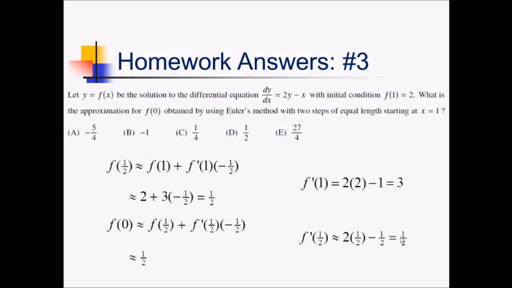Boy, they really had 1/2 on their brain on this one, huh? So we've got plus 1/2 times negative 1/2. This is 1/2 minus 1/4, which is 1/4. That gives us choice C.